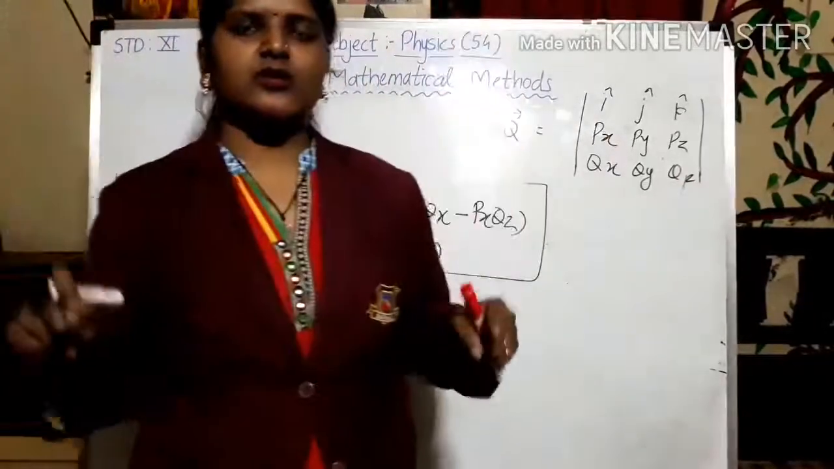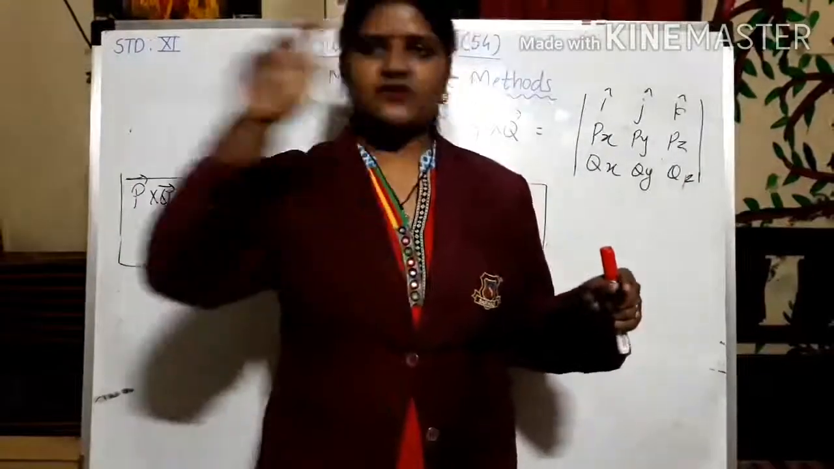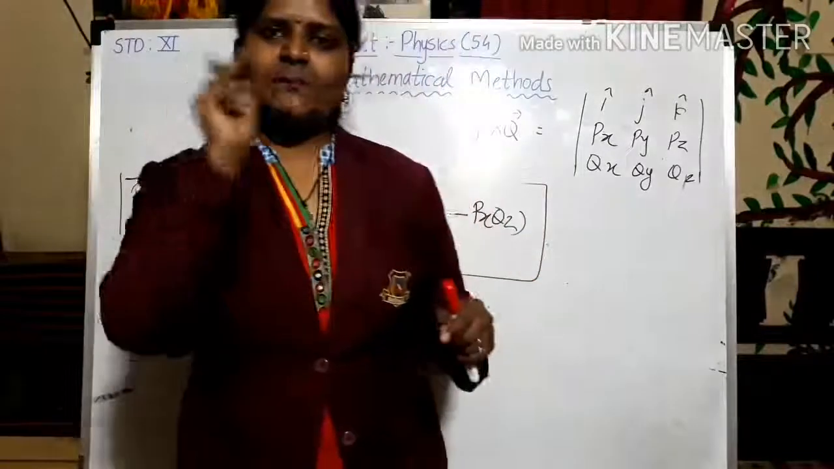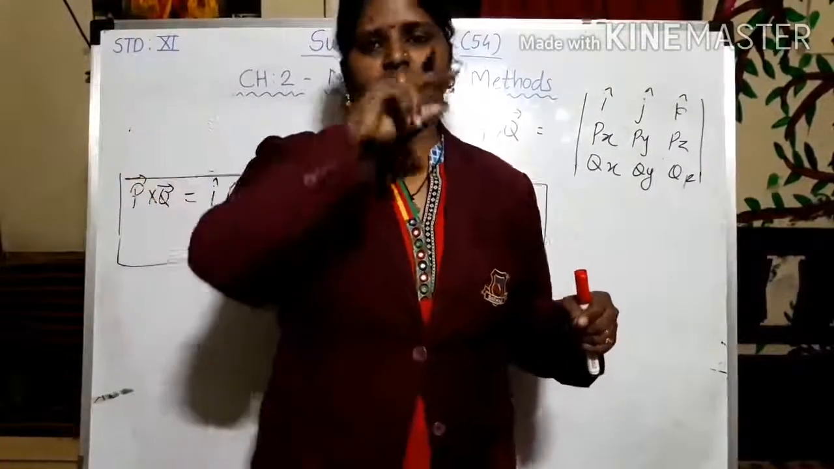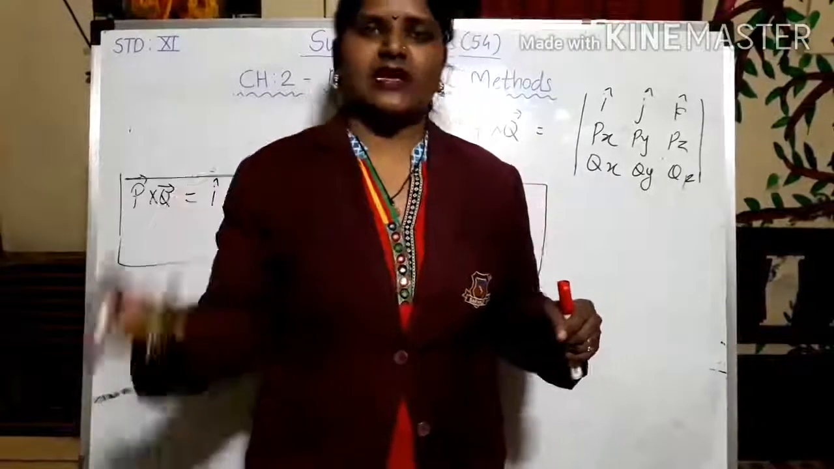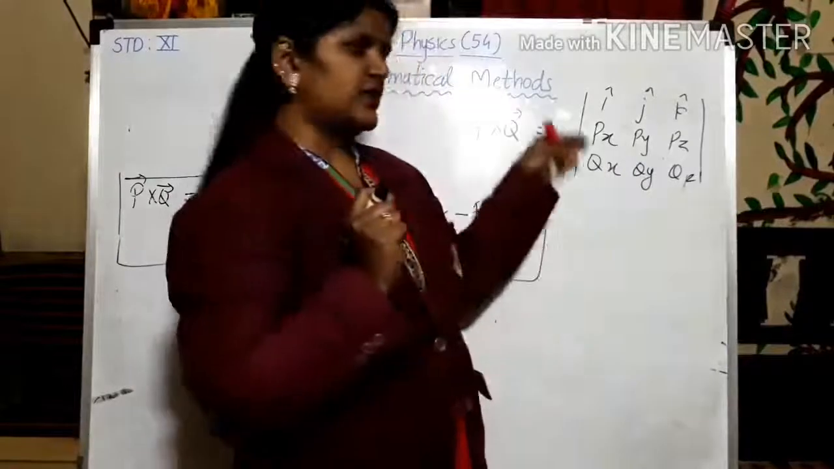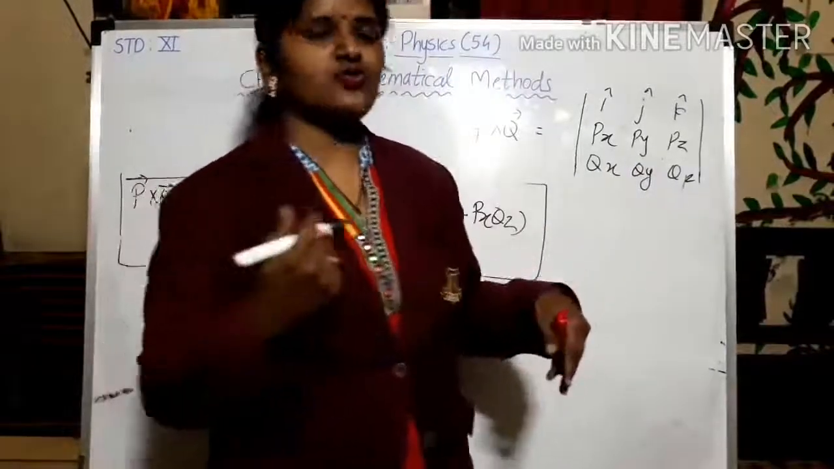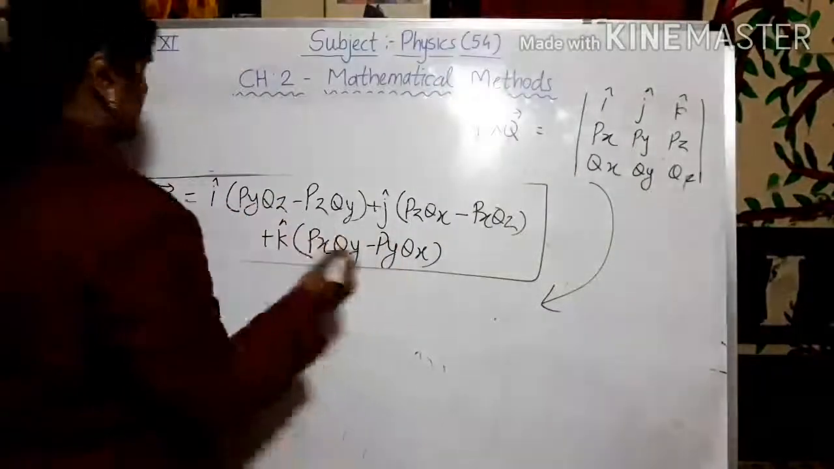You have to put a bar at both the ends. I, J, K is the first row. Second row is Px, Py, Pz, all the components of the P vector. Then Qx, Qy, Qz is the second vector. You have to put a row for all of these three. Okay, now how to solve this? Do we get the same answer? So we will recheck it.